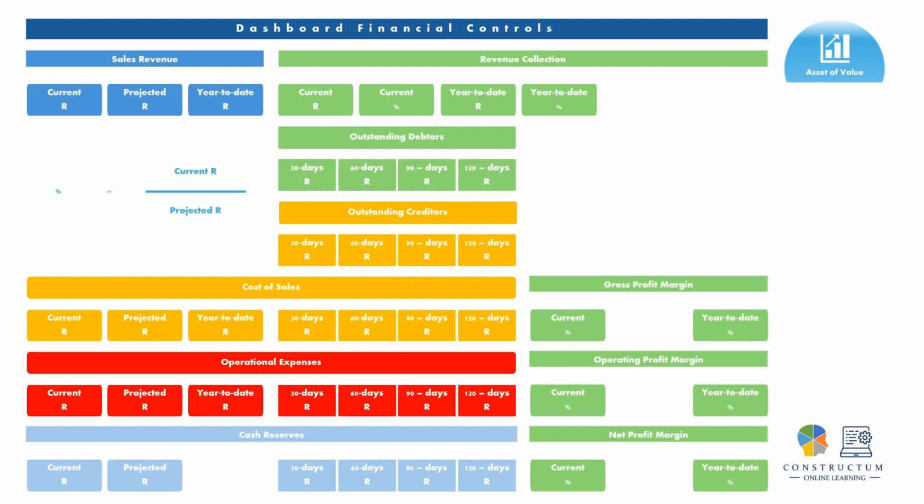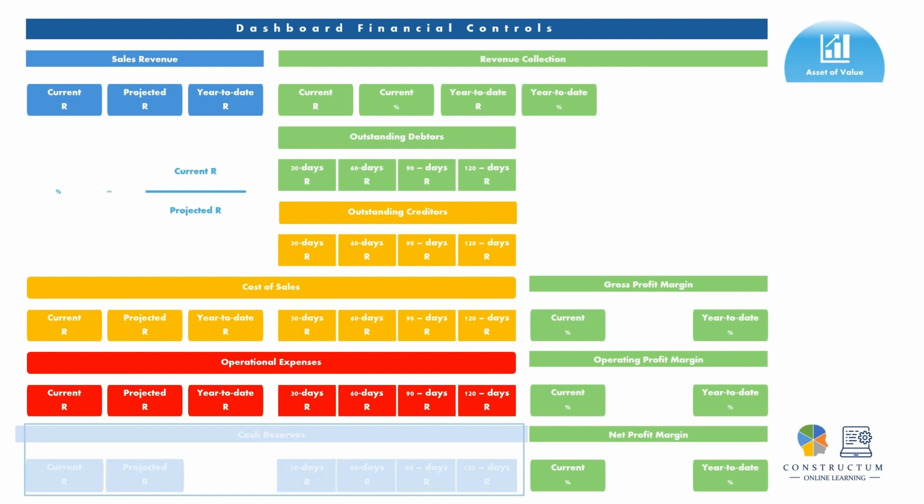Then, one of the most important measurements, cash reserves. How well is the business doing in terms of maintaining minimum cash reserves as per the cash flow statement? I recommend including current value of cash reserves and projected value of cash reserves. I also highly recommend including a forecast of cash reserves over 30, 60, 90, and 120 days.